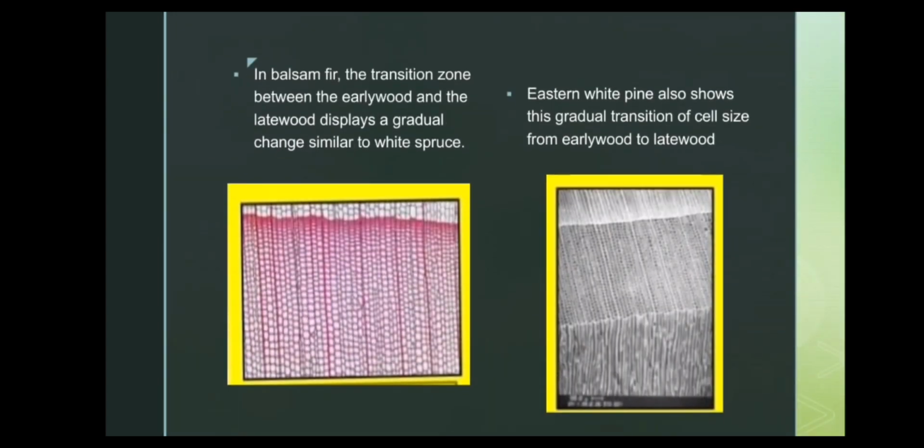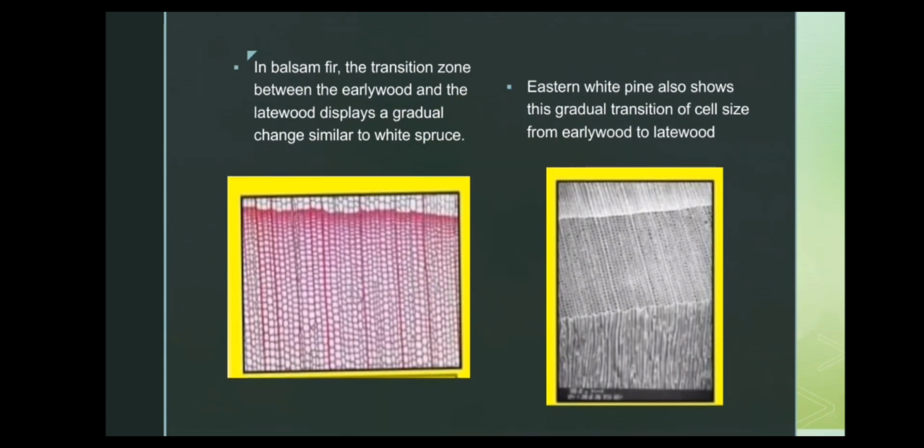In balsam fir, the transition zone between the early wood and the late wood displays a gradual change similar to white spruce. Eastern white pine also shows this gradual transition of cell size from early wood to late wood. As you can see, balsam fir and eastern white pine share the same gradual transition from early wood to late wood. In balsam fir, the thick reddish part is the late wood and below it is the early wood. You can also see that in eastern white pine.